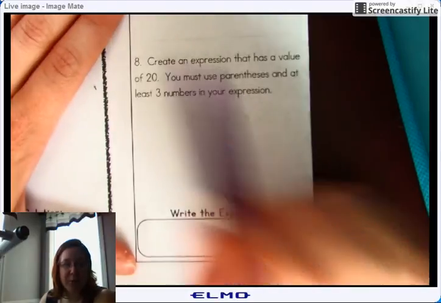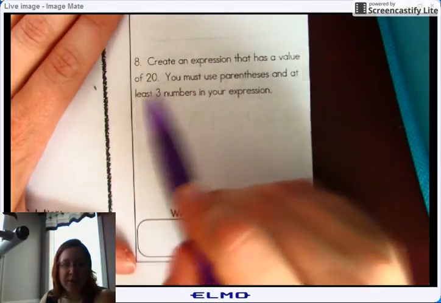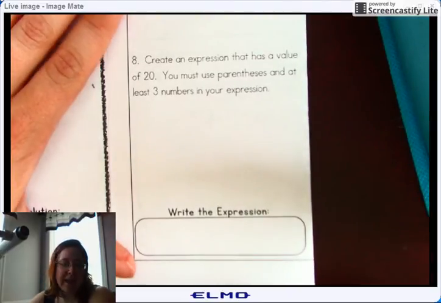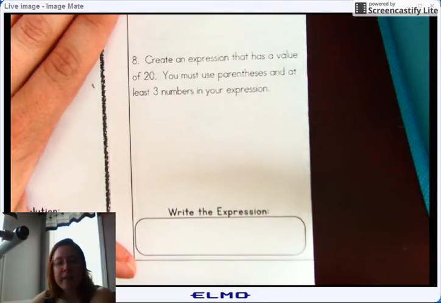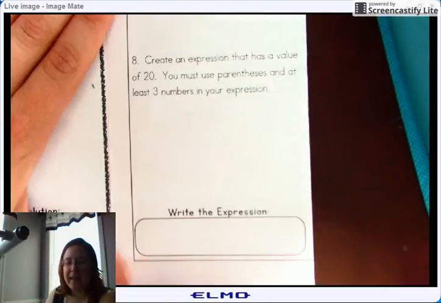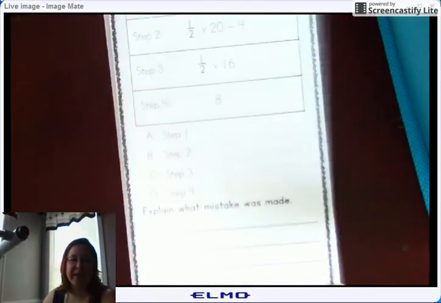Question number 8, create an expression that has a value of 20. You must use parentheses and at least 3 numbers in your expression. This one's going to be an open-ended question, so type it in and then I will check back behind you. And when we flip over to the back, that will be on the next video.